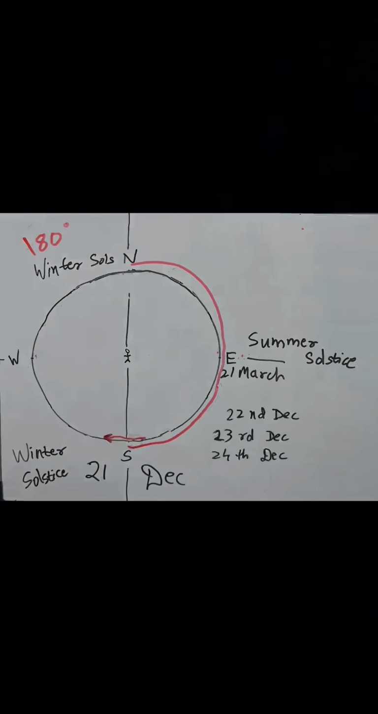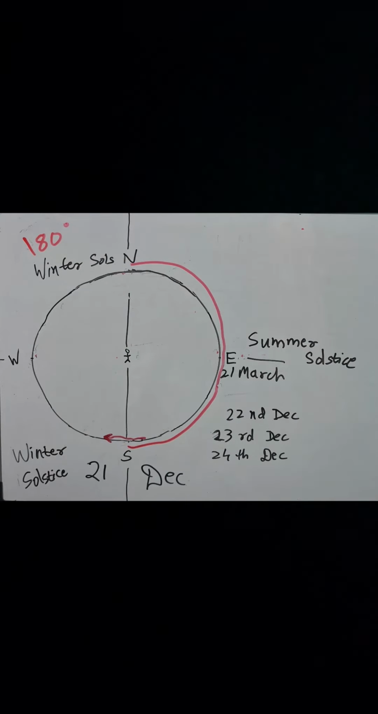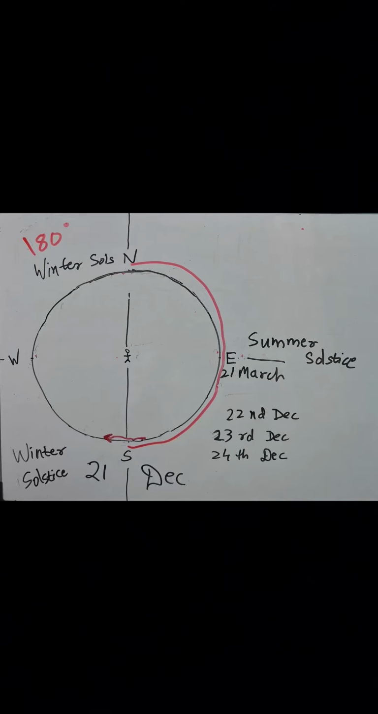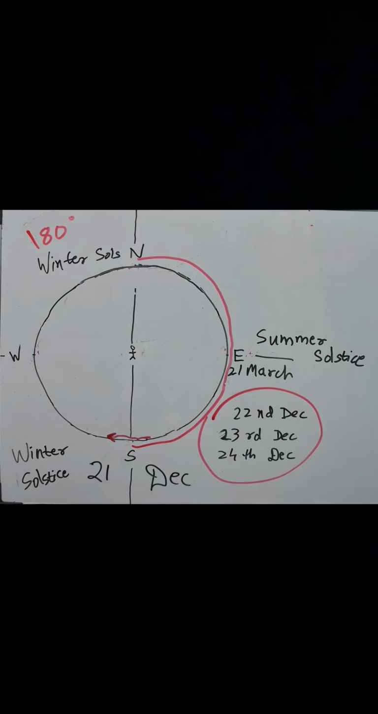So for 22nd December, 23rd December and 24th December, these 3 days the sun is presumed dead, because it will rise not on a newer degree, the same degree as it rose on 21st December, the winter solstice.